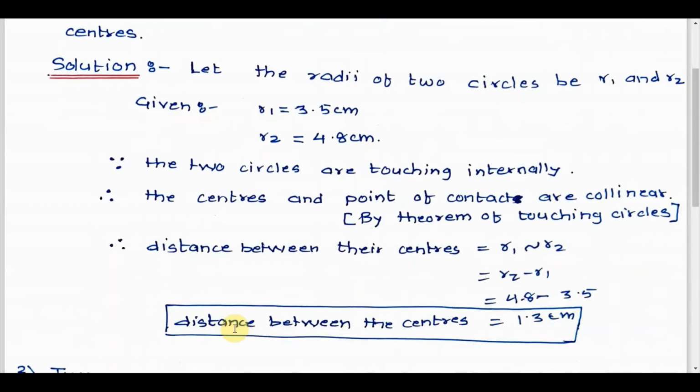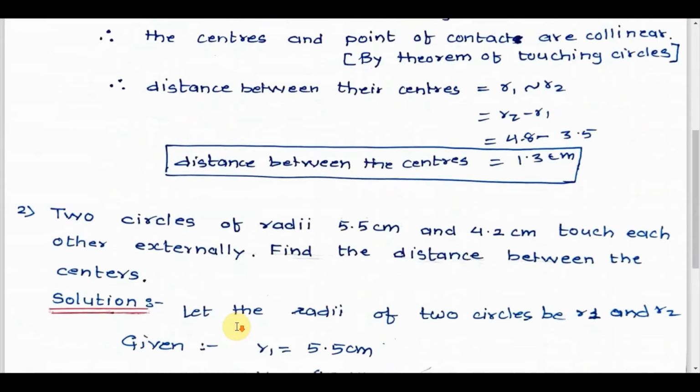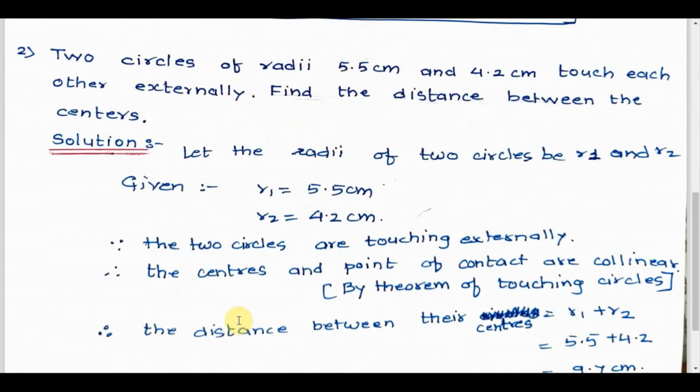Okay, now similarly one more example is there, that is example number 2. See here, two circles of radii 5.5 centimeter and 4.2 centimeter touch each other externally. Now here it is externally. Find the distance between the centers. Okay, now just now I told you that when the circles are touching externally, then the distance between their centers is equal to what? Correct, that is the sum of the radii.